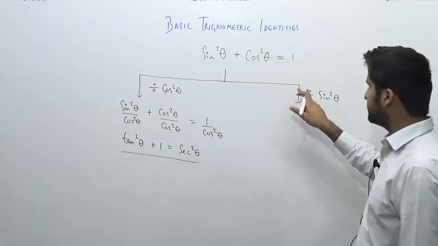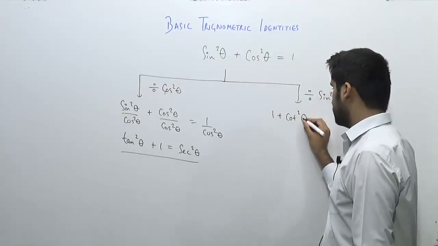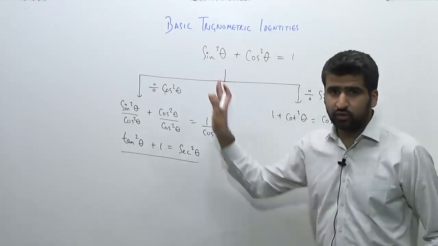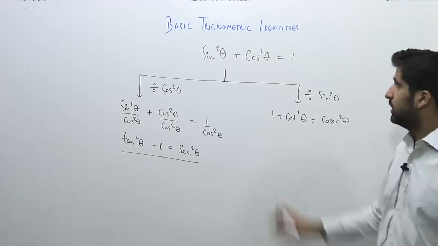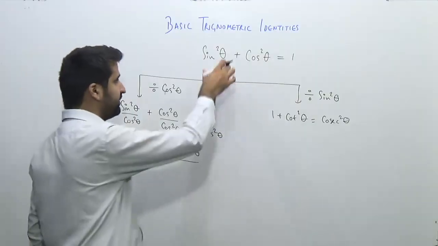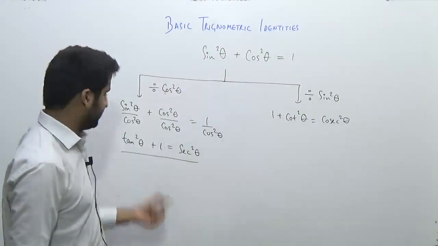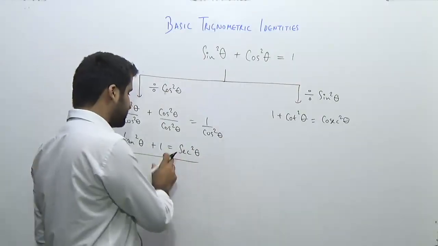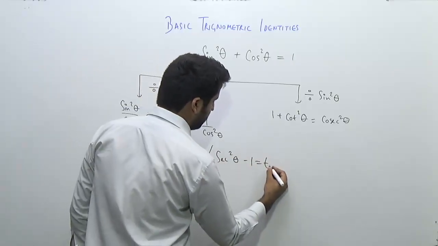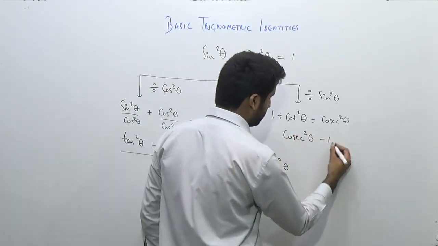And if we divide the whole equation by sine square theta, this will become 1 plus cot square theta is equal to cosec square theta. Okay, so you have to learn these three trigonometric identities by heart. Now this can be rearranged and asked something like this: 1 minus cos square theta, what is this value? So that will be equal to sine square theta. And similarly, sec square theta minus 1 can be written as tan square theta, and similarly cosec square theta minus 1 can be written as cot square theta.